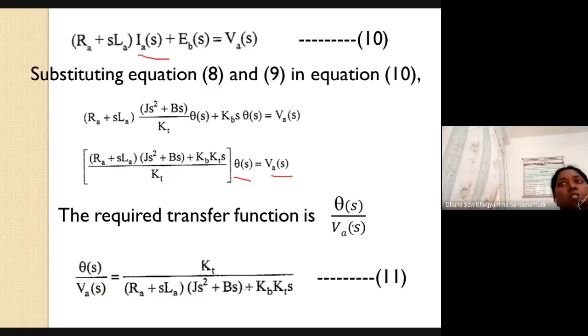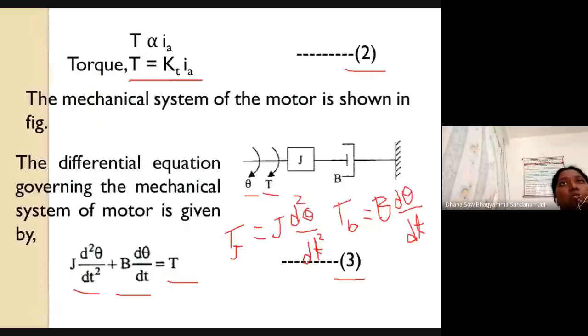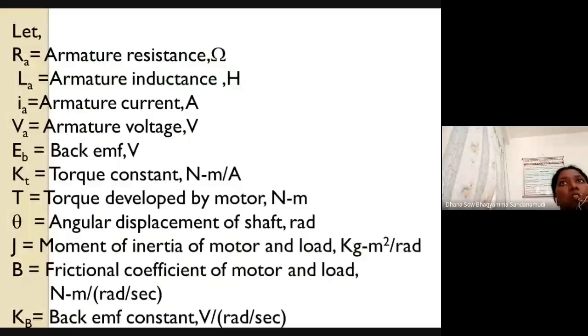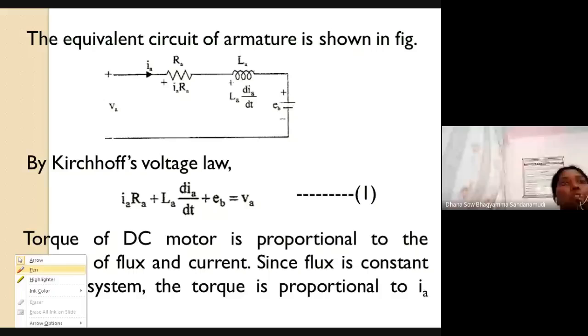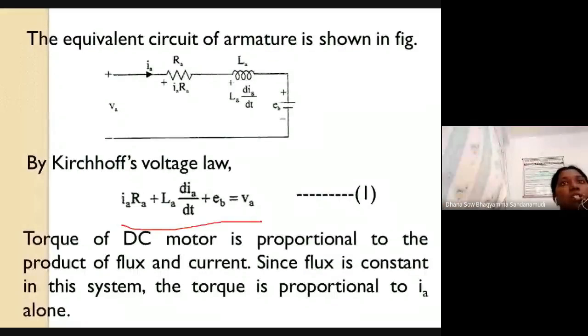So theta of S by VA of S is nothing but our transfer function. So you have got the transfer function. I hope you have understood. Actually, you know all these equations. First, you have to draw the equivalent circuit of the armature. From that, you have to apply Kirchhoff's voltage law, and you have to write down this differential equation.